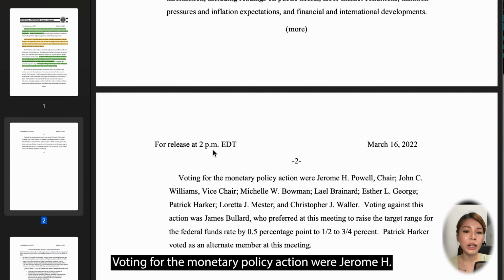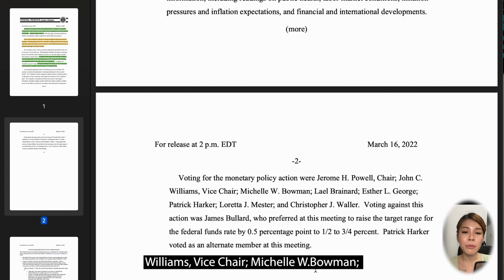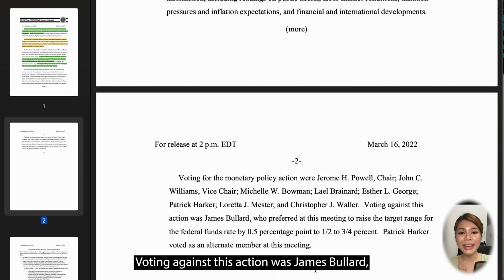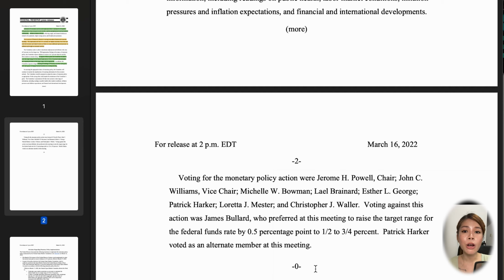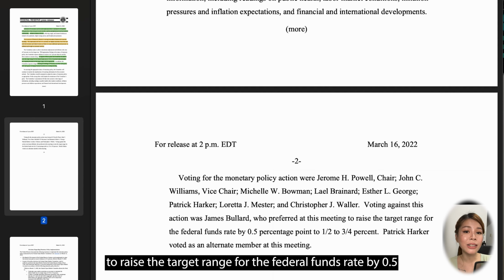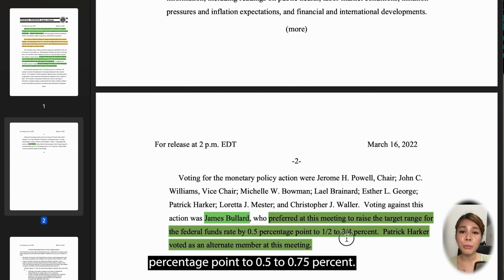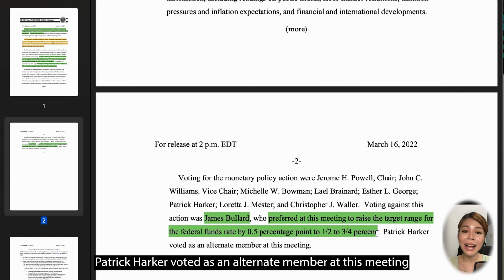Voting for the monetary policy action were Jerome H. Powell, Chair, John C. Williams, Vice Chair, Michelle W. Bowman, Lael Brainard, Esther George, Patrick Harker, Loretta Mester, and Christopher Waller. Voting against this action was James Bullard, who preferred at this meeting to raise the target range for the federal funds rate by 0.5 percentage point to 0.5 to 0.75%. Patrick Harker voted as an alternate member at this meeting.